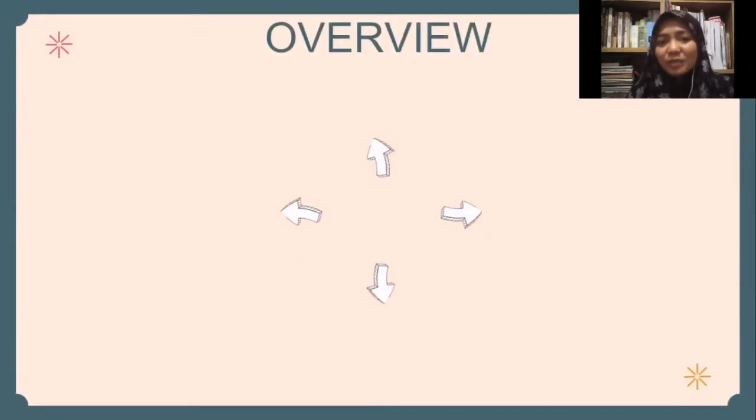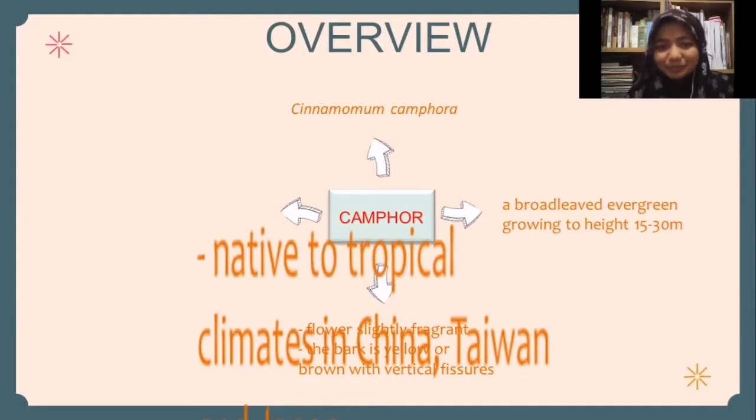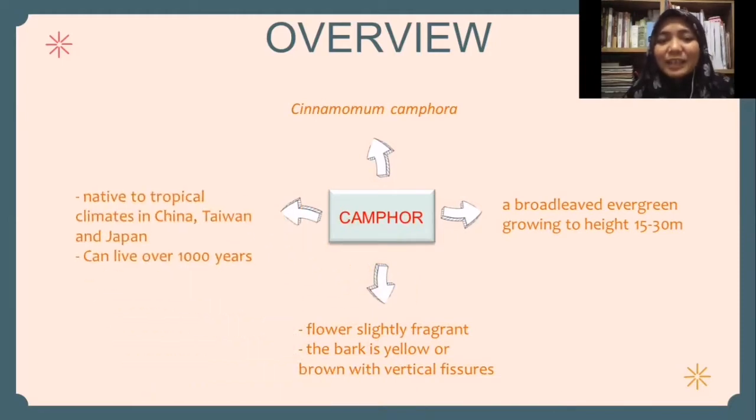Let's see the overview of camphor. The scientific name of camphor is Cinnamomum camphora. Cinnamomum comes from a Greek word which means spice. Camphora comes from a Latin word which means camphor. This camphor tree is native to tropical climates in Japan, Taiwan, and China. It can live over 100 years.